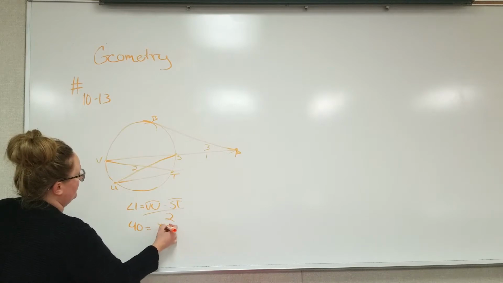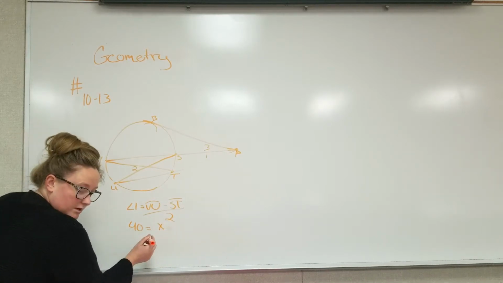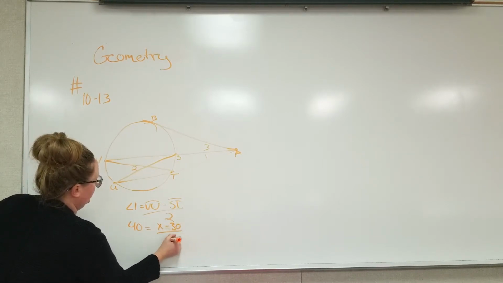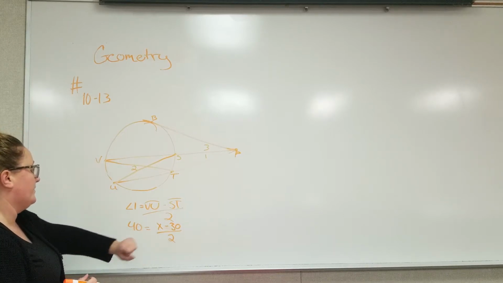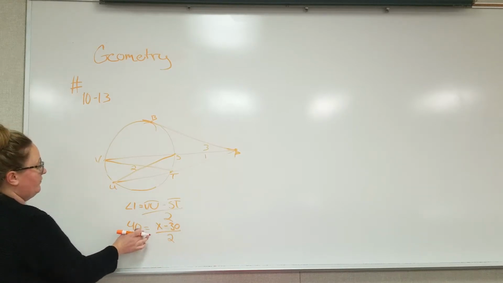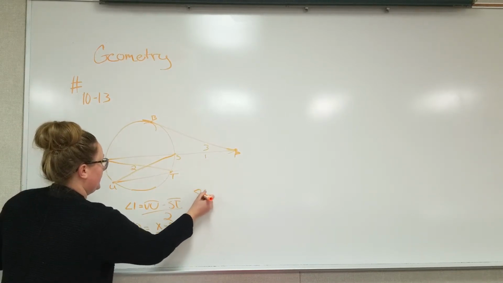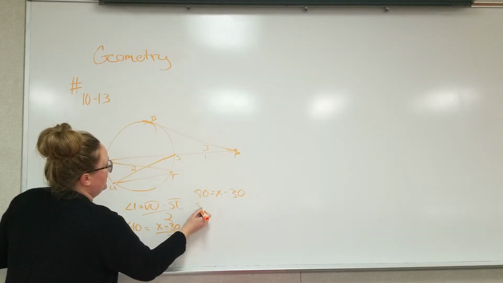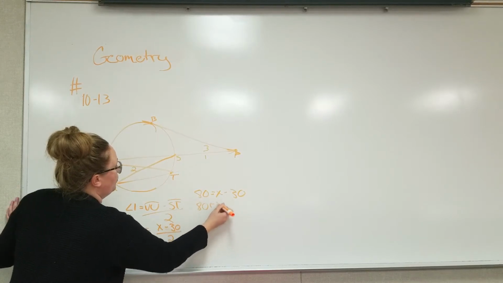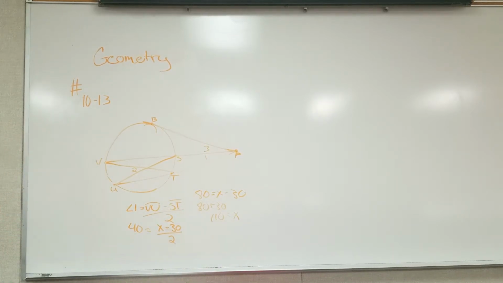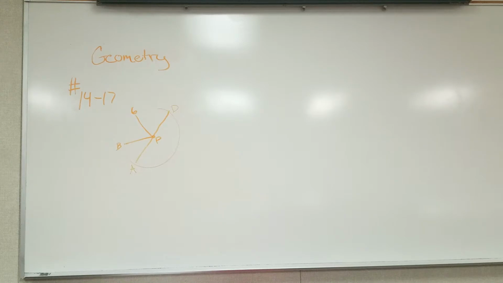So the VU is what we're looking for, x minus 30 divided by 2. So rather than looking for this, you're looking for that. To solve for this, move the 2 over. It's divided, so on this side it would multiply. 40 times 2 is 80 equals x minus 30, and then the 30 is subtracted, so on this side it would add. 80 plus 30 is 110. So the measure of arc VU would be 110.